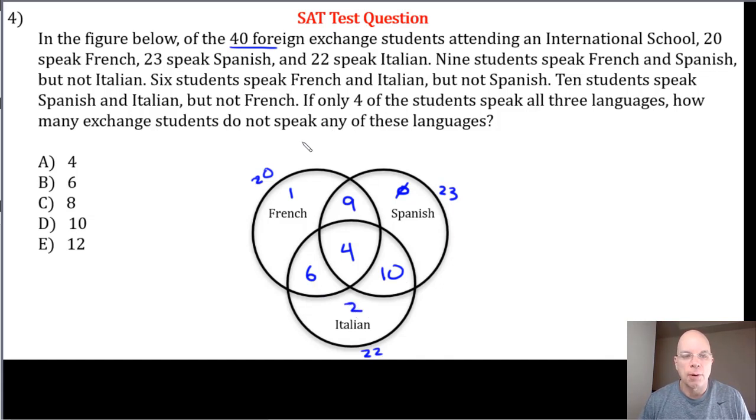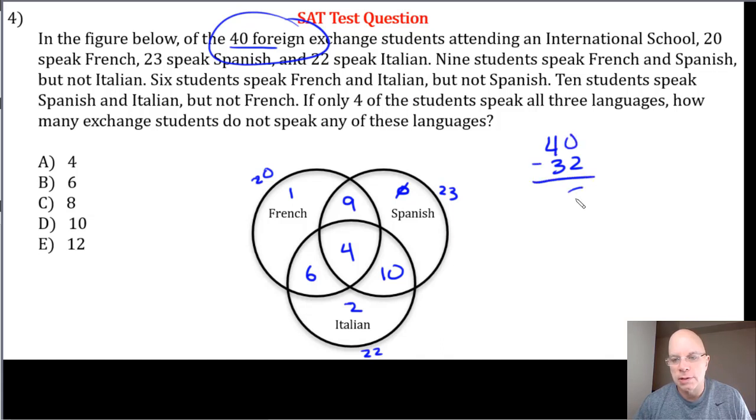But then to answer the question, how many of the foreign exchange students do not speak any of these languages, I have to first answer how many of them do speak any of these languages, and that would be the sum of all of these addends in the Venn diagram, the sum of the union. And so a shortcut would be Italian, we know adds up to 22. If you look outside the Italian circle, there's 1 plus 9 plus 0, or 10 more. So 22 and 10 is 32. And we know there are 40 foreign exchange students. So the difference is 8, and that's how many students do not speak any of those languages.